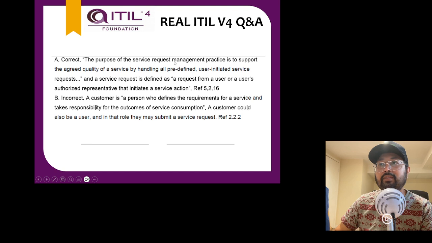The purpose of the service request management practice is to support the agreed quality of a service by handling all predefined user-initiated service requests. So the user actually requests this, and a service request is defined as a request from a user or user's authorized representative that initiates a service action. And option B, the customer is a person who defines the requirements for a service and takes responsibility for the outcomes of service consumption. A customer could also be a user, and in that role they may submit a service request.